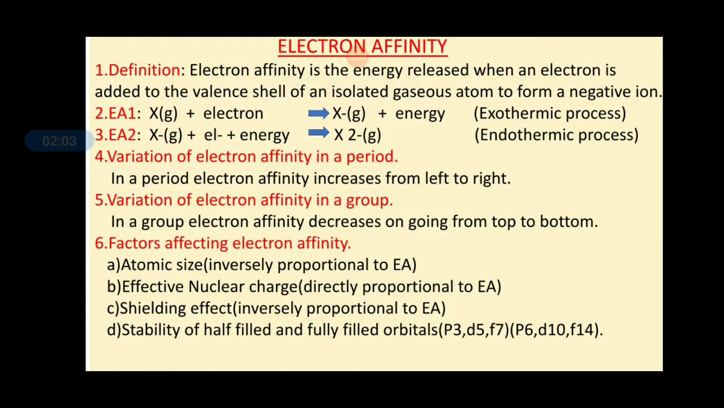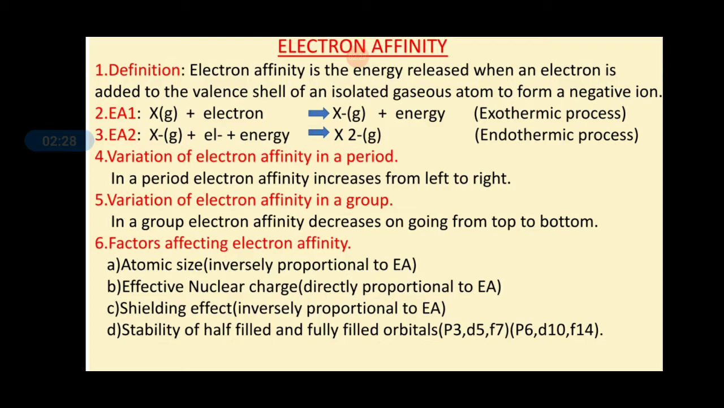Then the fifth point, variation of electron affinity in a group. In a group, electron affinity decreases on going from top to bottom. On moving down a group, the size of the atom increases due to the increase in the number of shells. Hence, electron affinity decreases when we go down a group.